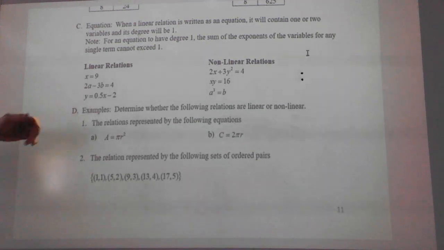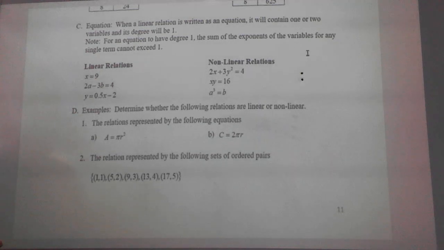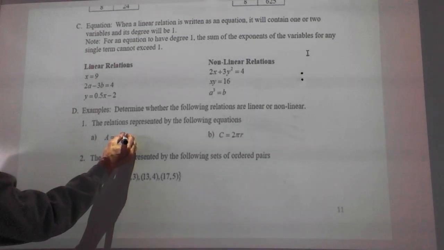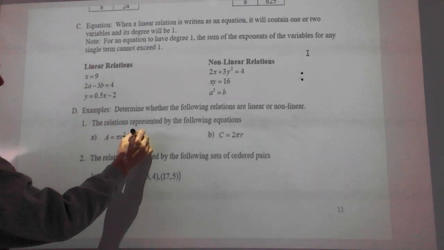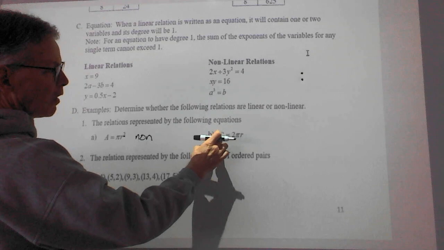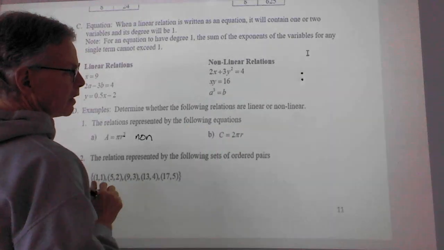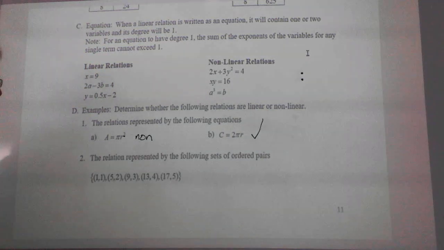So some examples. It says determine whether they're linear or nonlinear, and again, that's pretty straightforward. You can see you have an exponent of 2 here, so this one is nonlinear, whereas here, all the variables have an exponent of 1, so it is a degree 1, so yay, it's linear.